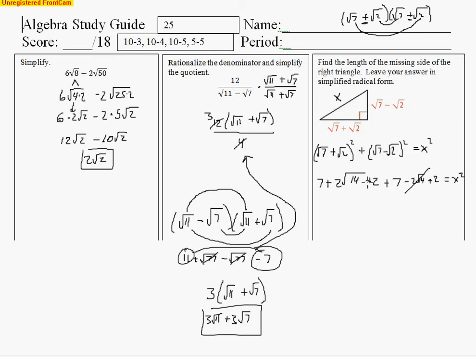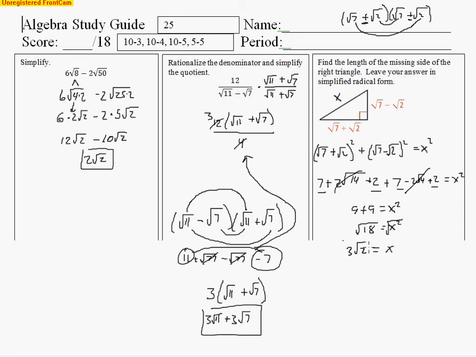So when I combine, the square roots of 14 are going to cancel. The 7 and the 2 make 9, and another 7 and 2 make another 9. So 9 plus 9 equals 18, which equals x squared. So I'm going to take the square root of both sides to cancel out the squared symbol. So x is going to be 3 square roots of 2.